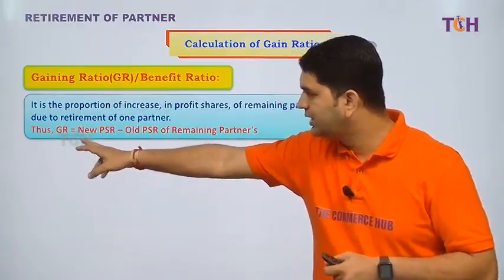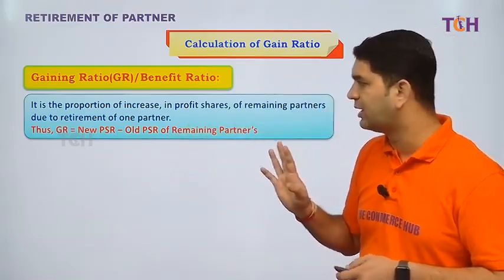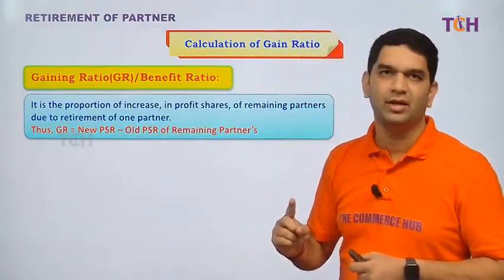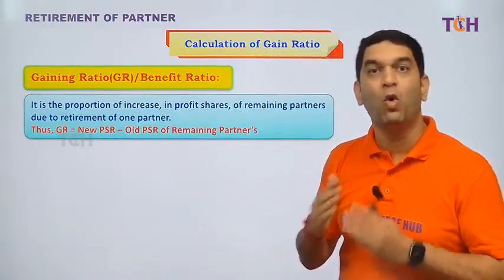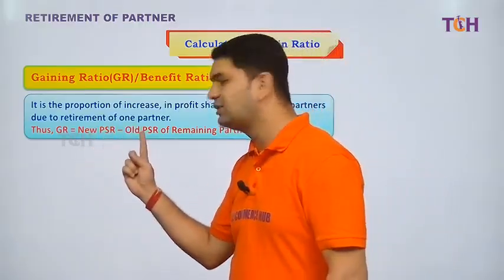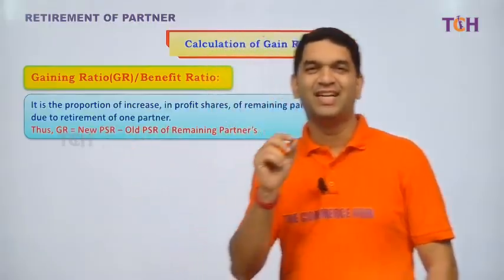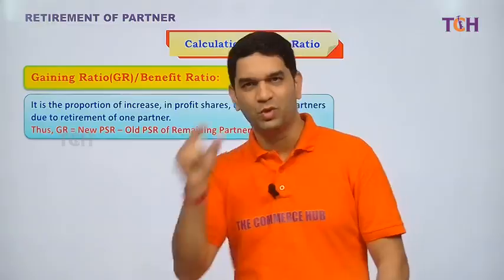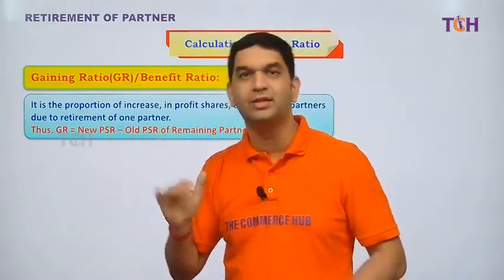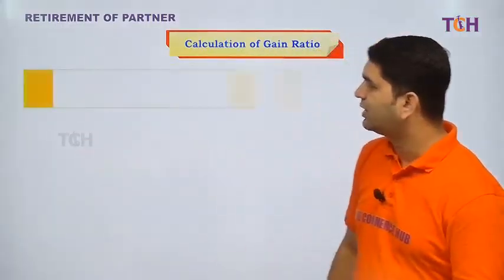Thus, GR is equal to new PSR minus old PSR of remaining partners. So, new PSR minus old PSR, that is GR. How can you understand it? GR is "no". No is what? New minus old. SR was different. SR's formula was old minus new. So, O, N. Here, N, O. So, GR is "no", SR is "on". That is how you can understand it. Now, moving forward, let us have an example.